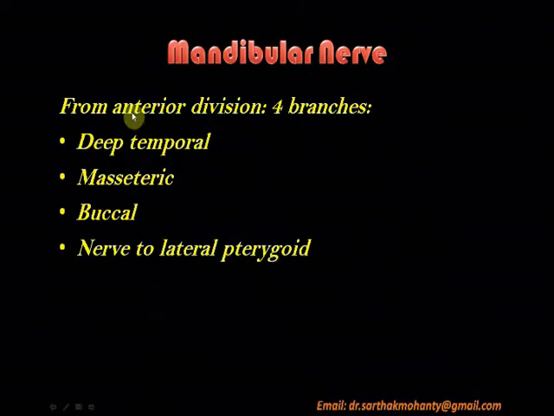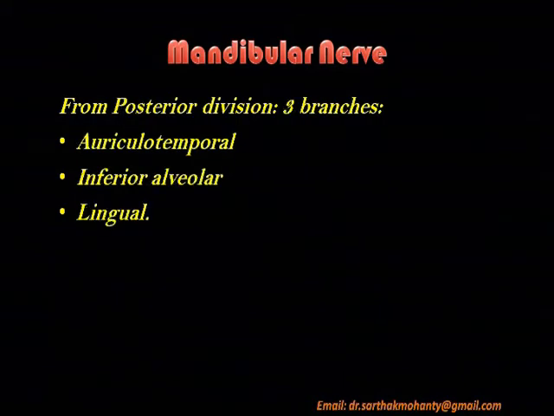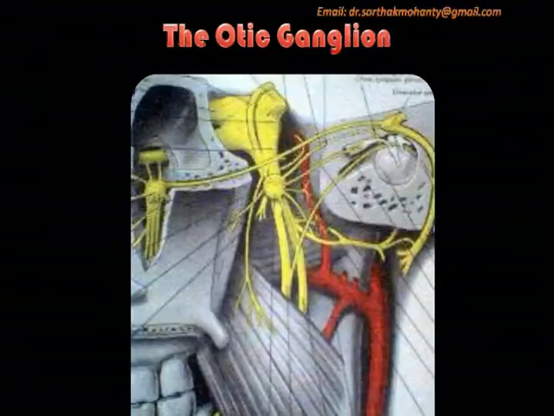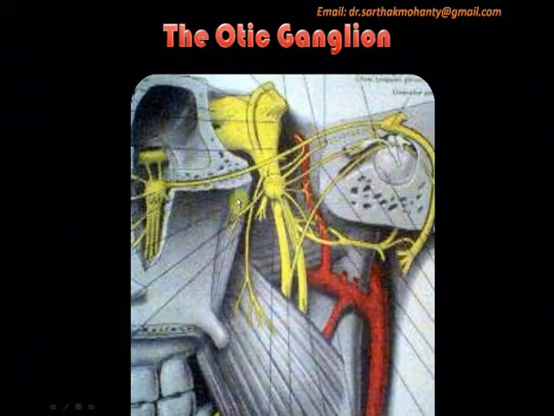From the anterior division, 4 branches arise: deep temporal, masseteric, buccal, and nerve to lateral pterygoid. And from the posterior division, 3 branches arise: the auriculotemporal, inferior alveolar, and lingual nerve. Here we see the picture. This is the auriculotemporal. Here is the inferior alveolar. Here is the lingual branch, joining the chorda tympani nerve.